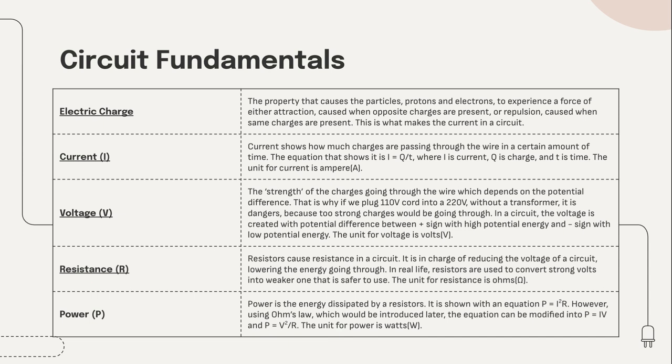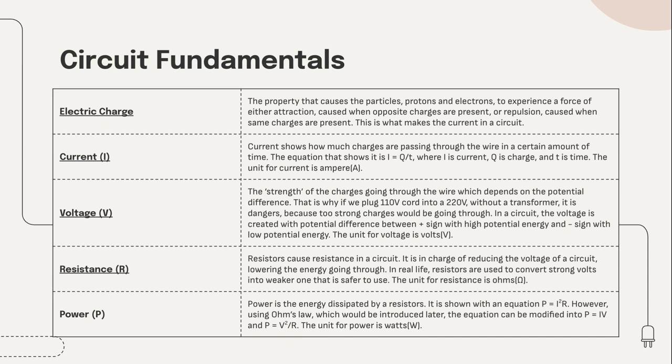This is what makes the current in a circuit. Next is the current, represented by the letter I. Current shows how much charge is passing through the wire in a certain amount of time. The equation that shows it is I equals Q over T, where I is current, Q is charge, and T is time. The unit for current is ampere.